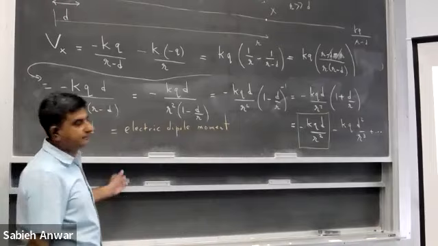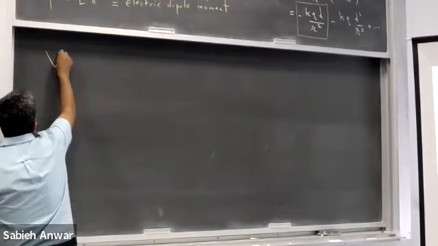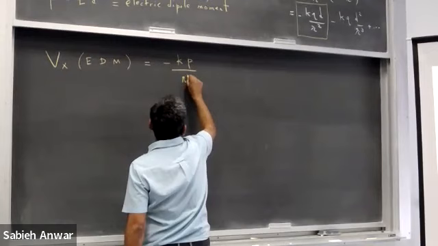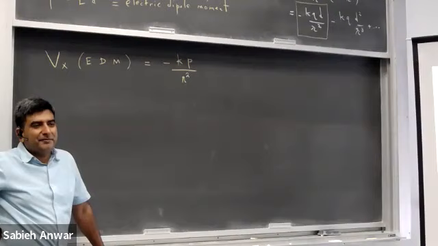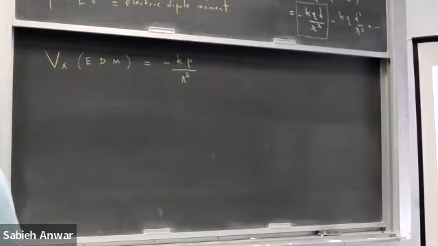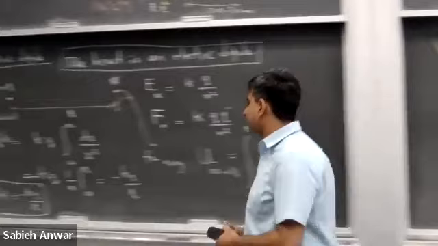So the potential at the point X due to the electric dipole moment at a distance X is given by KP over the square of the distance between the electric dipole and the point of interest. Now, if you compare this formula with the formula that we have for a single charge, how do the two formulas compare?